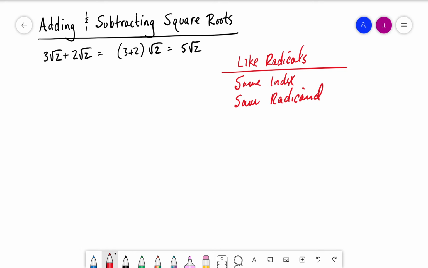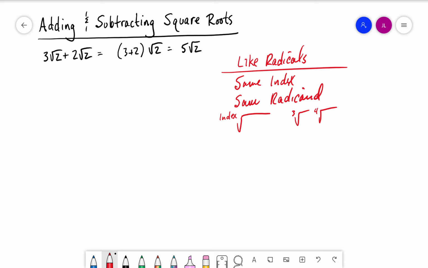So our index is what power we're going to. In a square root, we don't write the second power there because that's the lowest power we will have this symbolization for. But that is the index. The index is what goes here. So if we had the cube root, the index would be 3. If we had the fourth root, the index would be 4. And the radicand means what's under the radical sign.